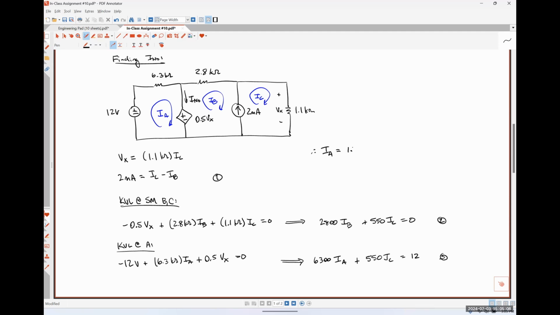IA is 1.7588 and some change milliamps. IB is negative 0.328 and some change milliamps. And IC is 1.6716.